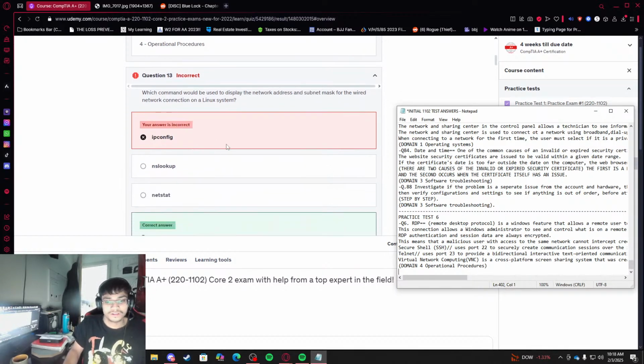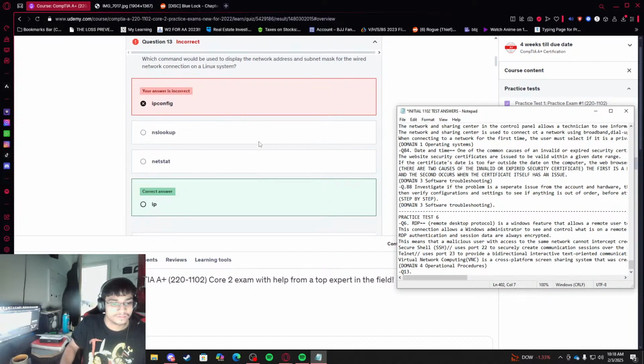Question 13. IP. Which command would be used to display the network address and subnet mask for the wired network connection on a Linux system? Yikes. Okay.